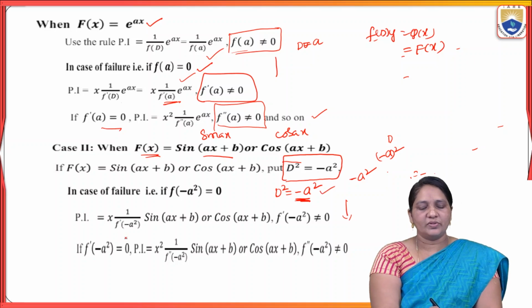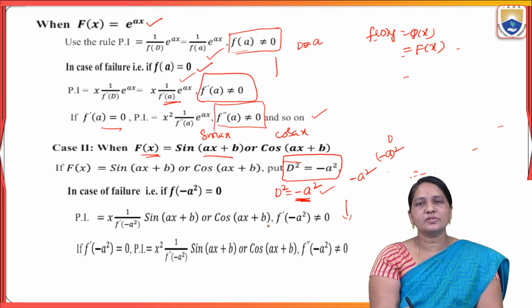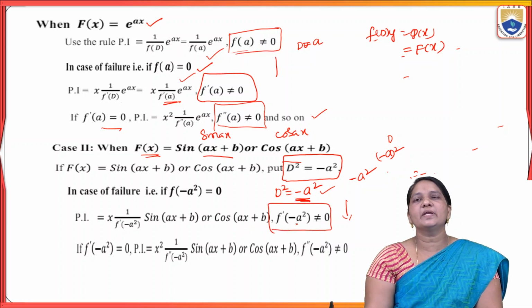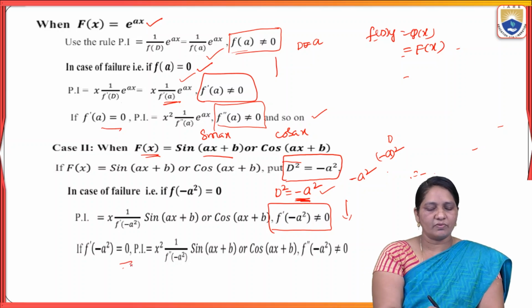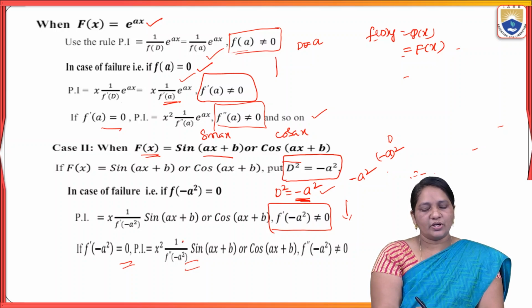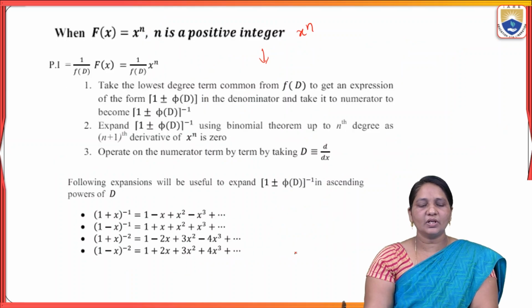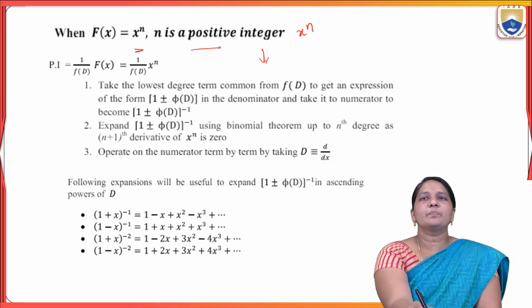So, the particular integral of this is x into 1 by f dash of minus a square, sin ax plus b or cos of ax plus b. Then f dash of minus a square should not be equal to 0. If f dash of minus a square is equal to 0, we are going to follow the next formula, that is x square into 1 by f double dash of minus a square, sin ax plus b or cos ax plus b.